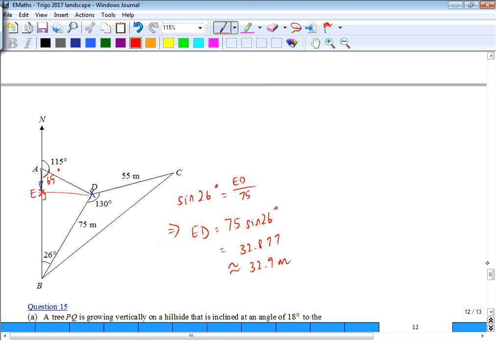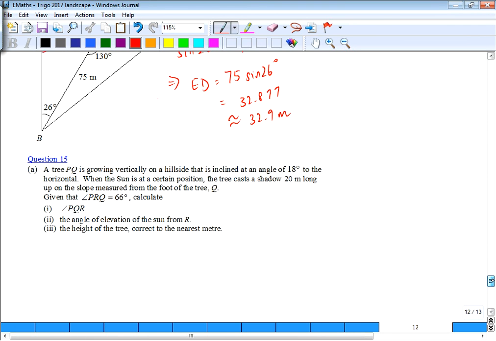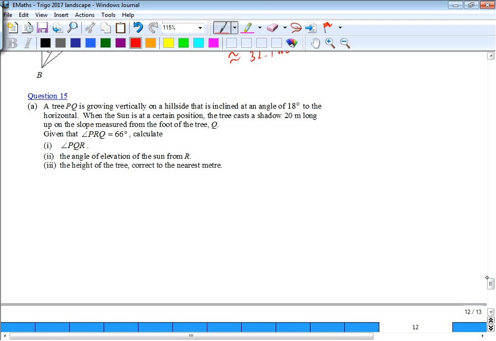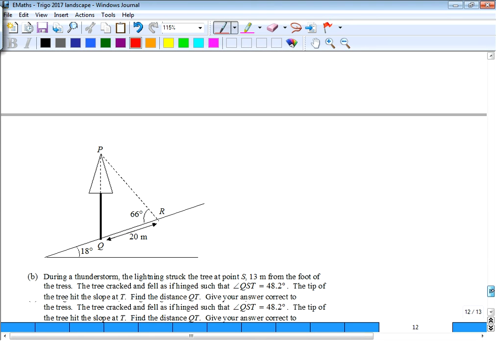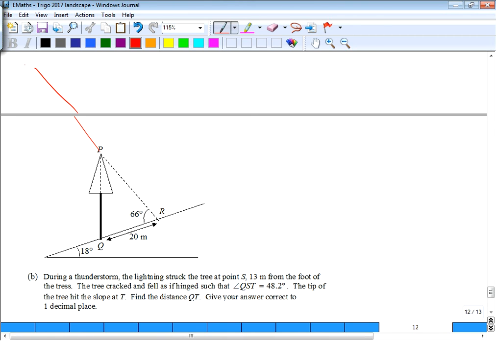And finally, our last question. Fifteen A, part 2, part 3. Okay, this one requires a little bit of physics because you need to know where the sun is. So your light travels in straight lines. Since the shadow is over here, your sun is somewhere here.